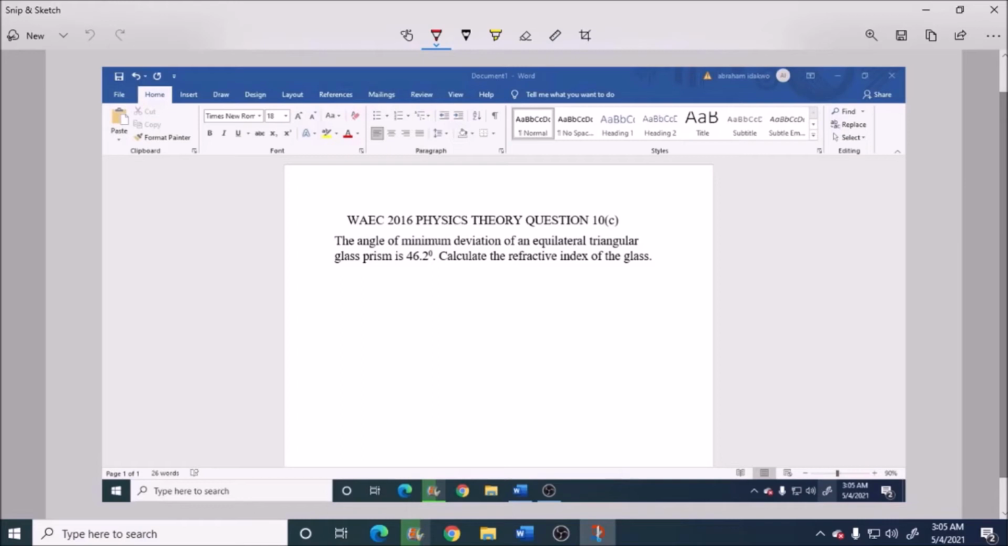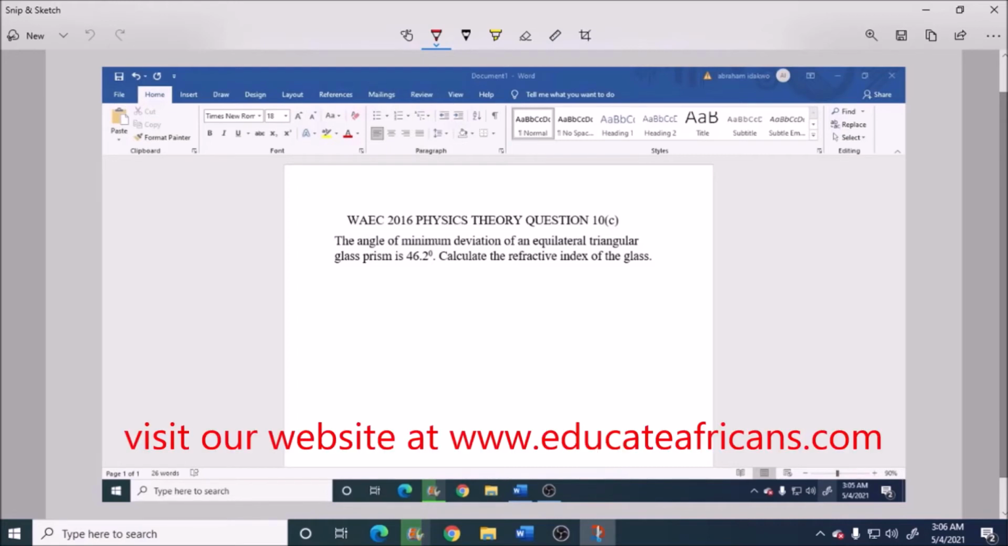Now, the angle of minimum deviation is the angle where the incident and the emergent ray are equally inclined to their respective surfaces. So by measuring the angle of minimum deviation and the refracting angle of the prism, we can calculate the refractive index of the material of the prism.